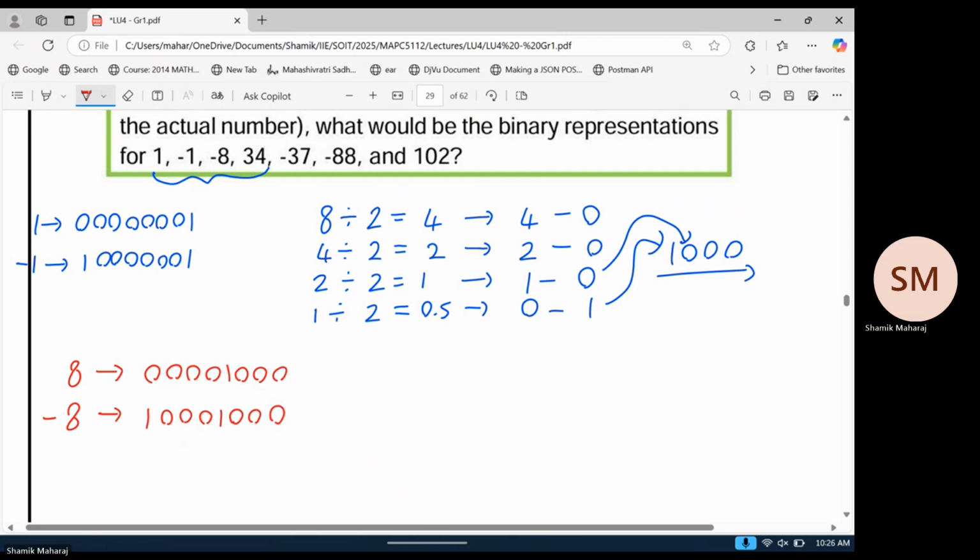Okay. Hey guys, any questions here before I move on? That's all. That's all we need to do. It's called a simple sign bit because it's very simple.